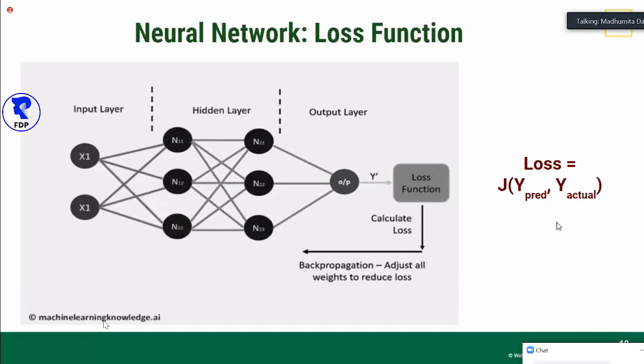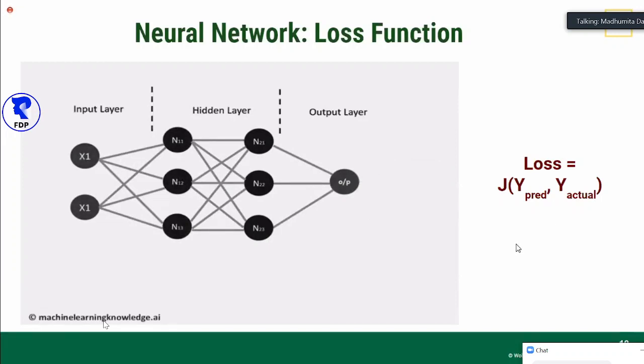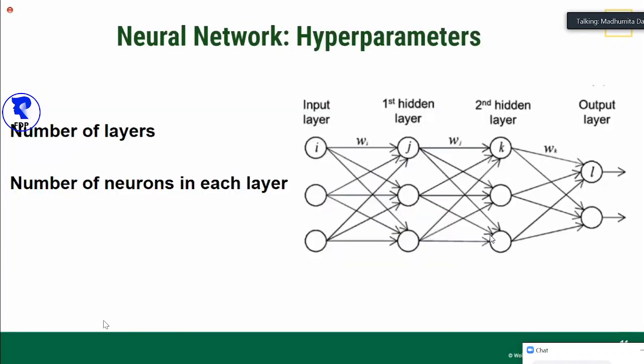So as I mentioned, this is a basic fundamental of neural networks, the different parts of a neural network, and how it does the calculation. The next thing is, when you build a neural network, there are multiple parameters you would have to adjust.